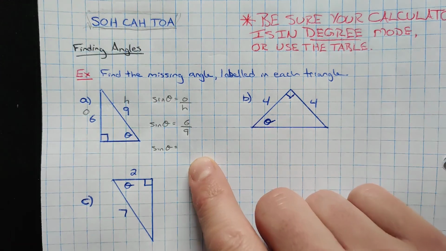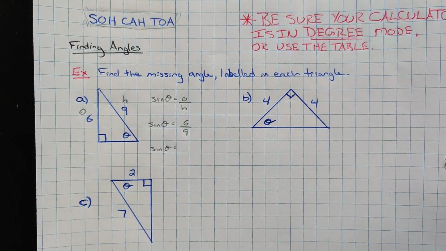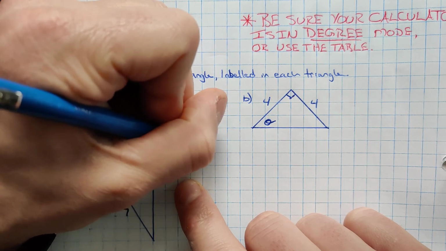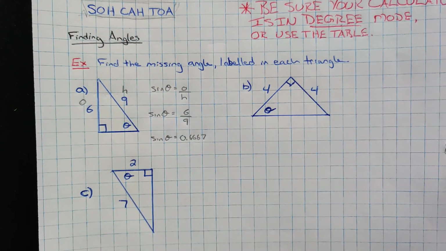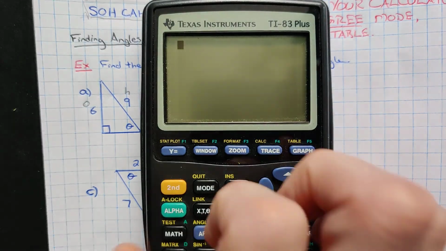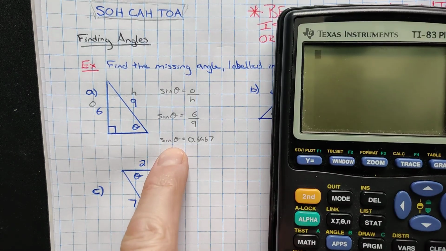Sine theta equals, and then I'll do 6 divided by 9 and get 0.6667. We go to 4 decimal places for accuracy. Okay, so make sure you're always going to 4 decimal places. Now this is where you have options. Method 1. Take your calculator. We're looking for the angle.